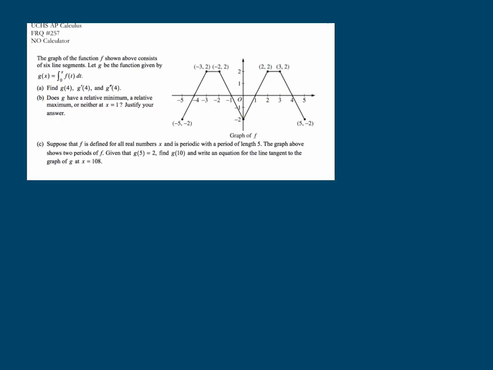I think we can do this all in one video. Does g have a relative minimum, a relative maximum, or neither at x equals 1? So we're looking at x equals 1, and here's x equals 1. And what's happening to the derivative at x equals 1? Well, it's changing from negative to positive. So that's a simple answer.